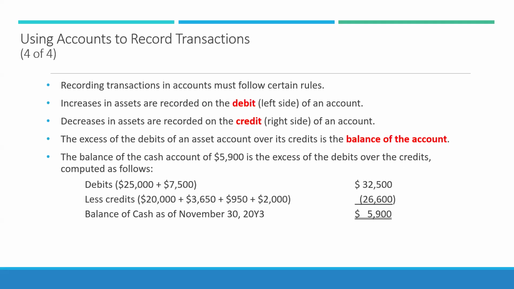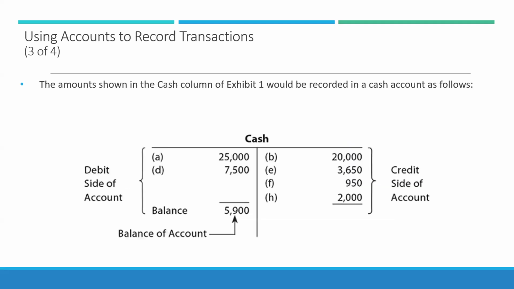So we have our rules. Increases in assets are recorded as a debit, and that is because they are on the left side. Decreases in assets are on the right side, because that's the opposite of the increase. And the 5,900, that's going to be the total, and that's the ending balance of the cash account, which is a debit balance, because debits are more than credits.